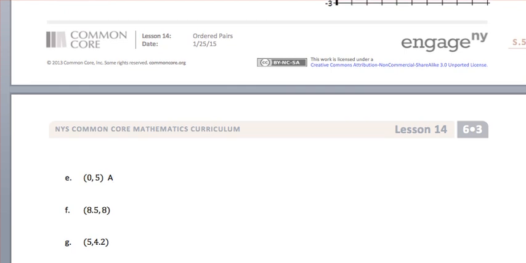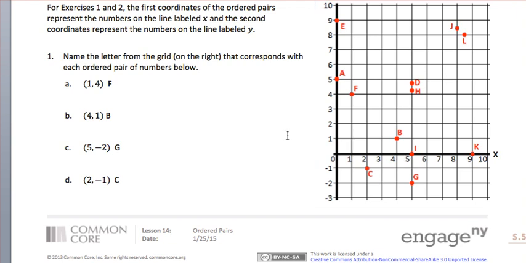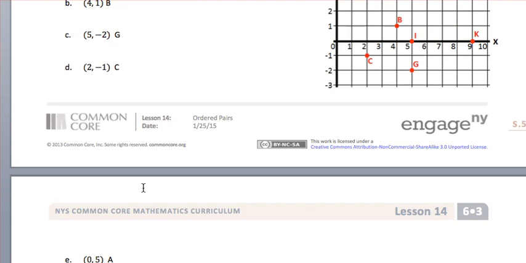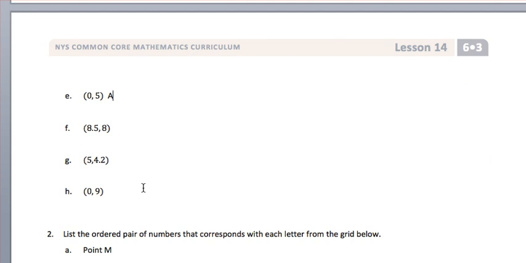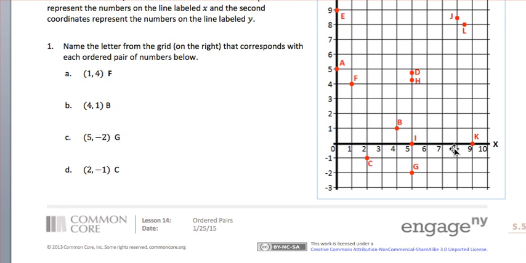8 and 5/10 and 8. Let's come over to our number line. We're going to go over 8 and 5/10. So let's see, we go over 8 and 5/10, which would be halfway between 8 and 9, and then up 8, and that is point L.